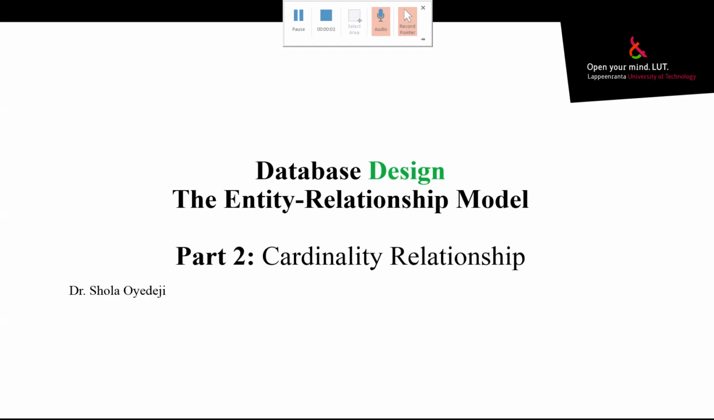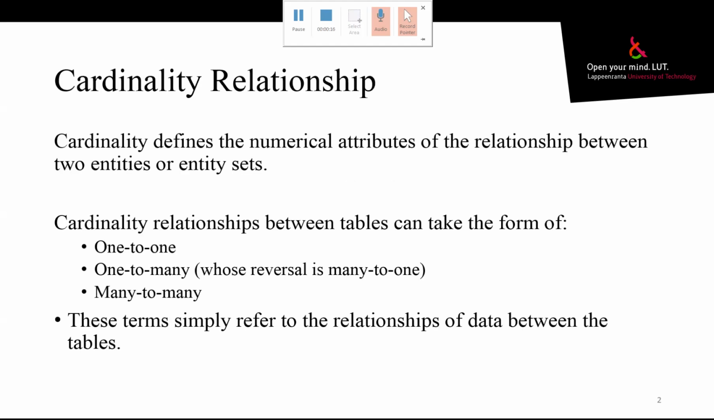Welcome to today's class where we will discuss part 2 on cardinality relationship. The focus is still on the entity relationship model, but now we focus more on the cardinality relationship. So what is cardinality relationship? Basically, it defines the attributes relationship between entities or entity sets. Such relationships in tables can take the form of one-to-one, one-to-many, many-to-many relationships.